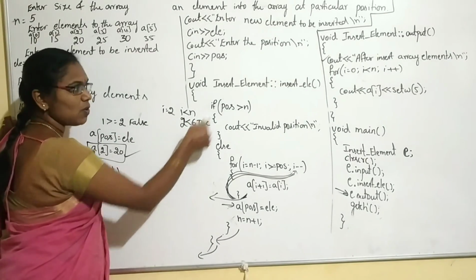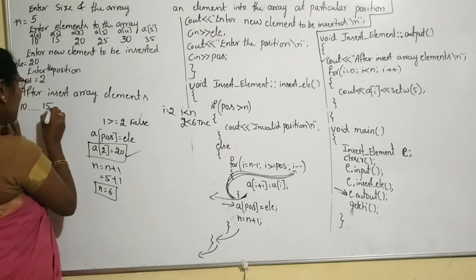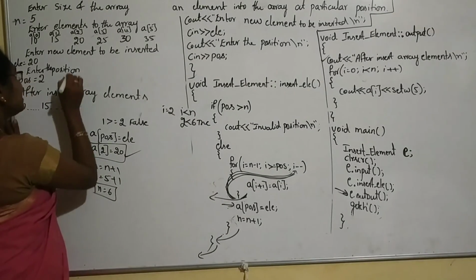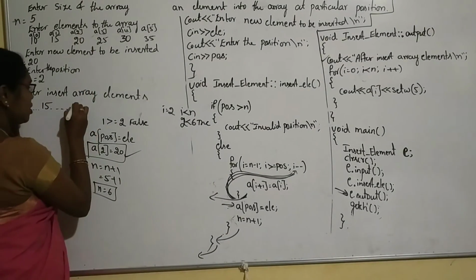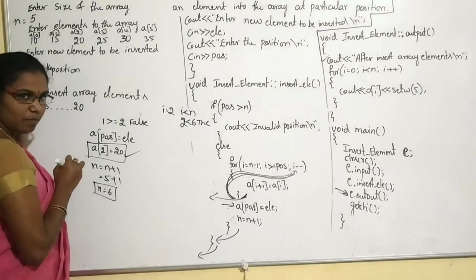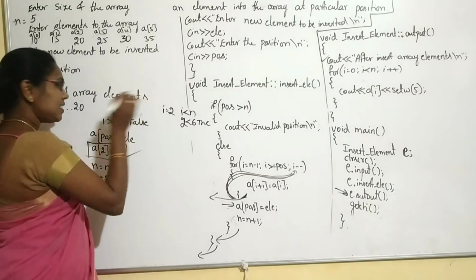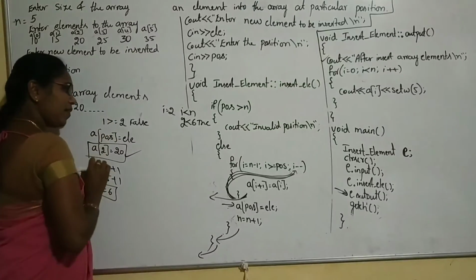Again, the condition is true. It will display the A of I value. So A of I value is A of 2. At the A of 2 position, element 20 will be there. Again, the setW function will give 5 with this space.